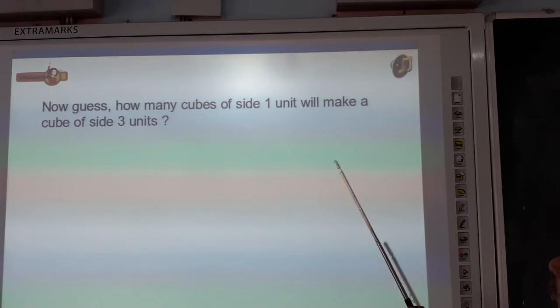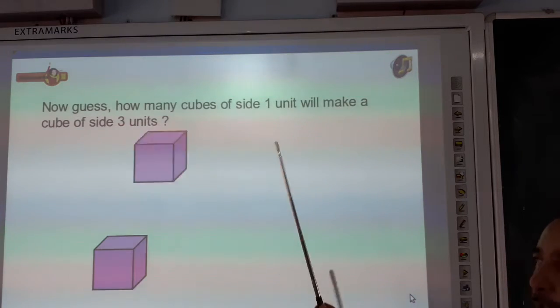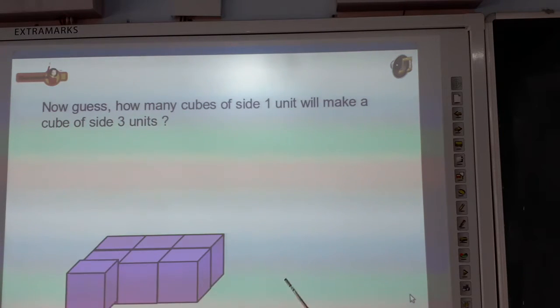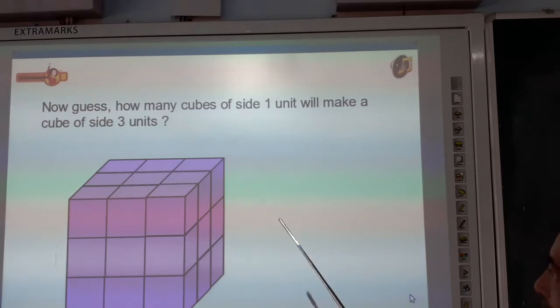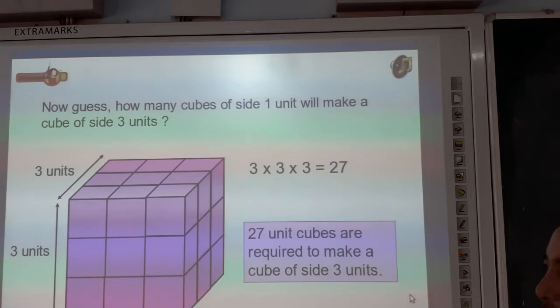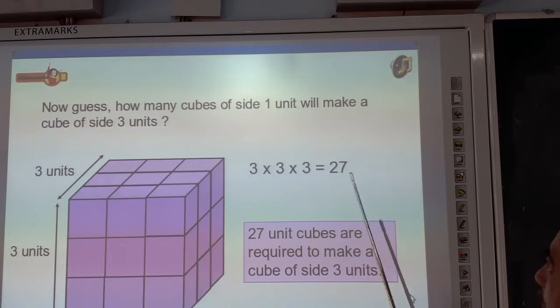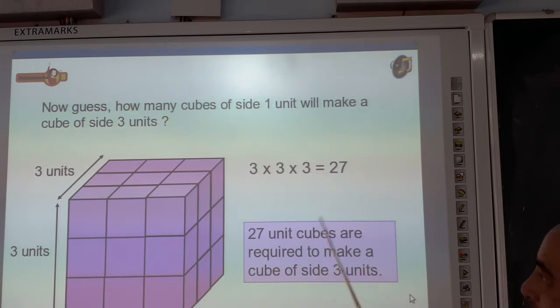Now, guess how many cubes of size 1 unit will be there in the cube of size 3 units? In the size of 3 units, there will be 27 cubes. Here it is shown to you. 3 along the length, 3 along the height, 3 along the breadth, 3 into 3 into 3, which is 27. So there are 27 unit cubes, where a unit cube means a cube of side 1 unit, in a big cube of side 3 units.